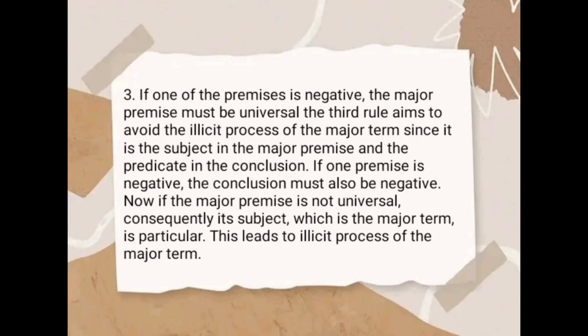If one premise is negative, the conclusion must also be negative. Now, if the major premise is not universal, consequently its subject, which is the major term, is particular. This leads to illicit process of the major term. This rule aims to avoid the illicit process of the major term. This means that the major term should not be used in a way that is not supported by the premises. So sabi nga kanina, kung isa sa premise ay negative, ang conclusion also be negative.